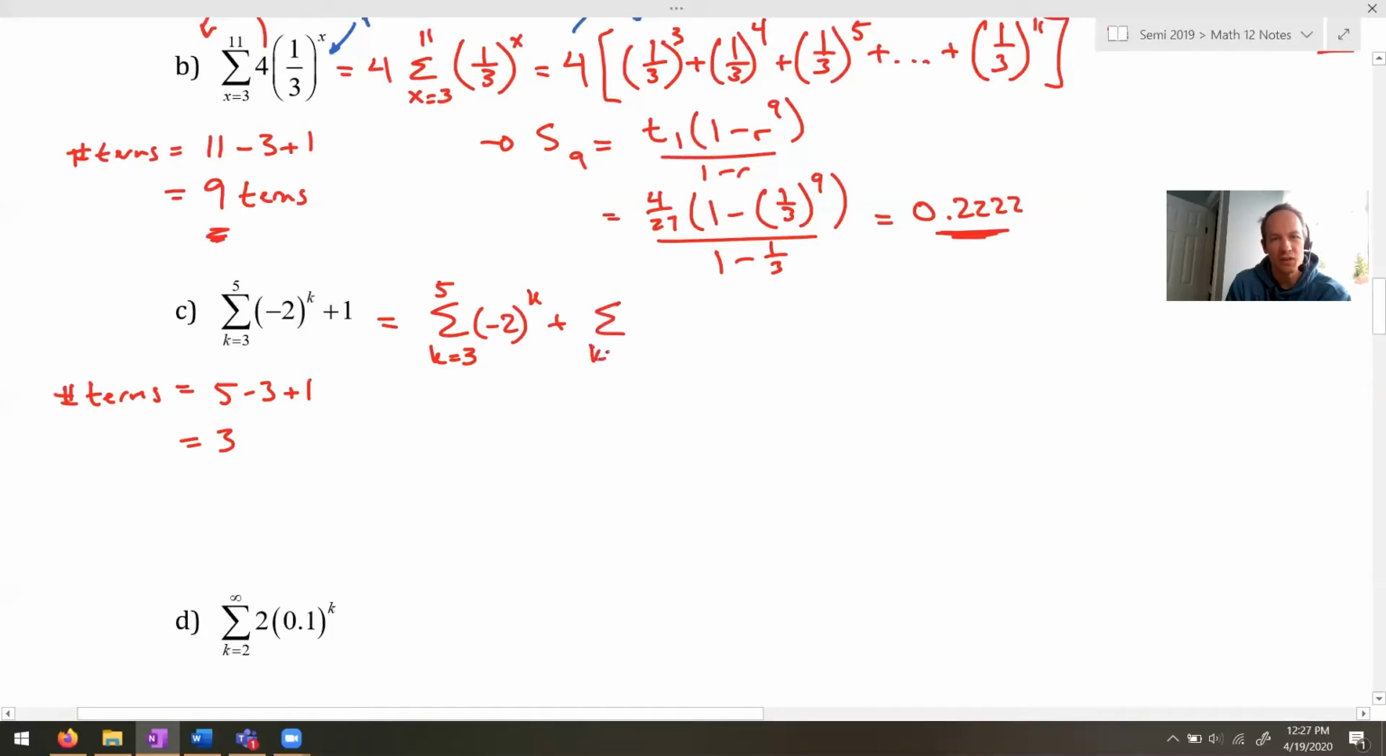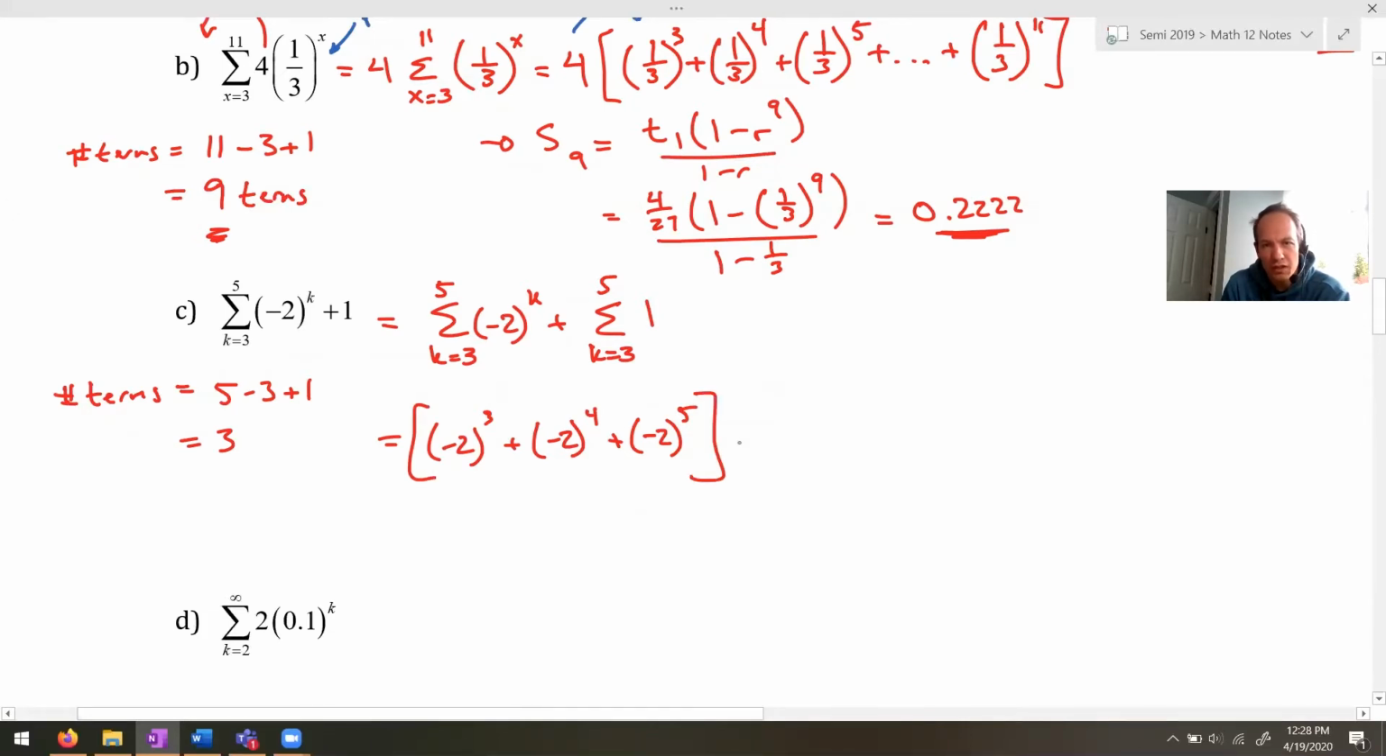Now this one's kind of funny. K is equal to 3 to 5. There is no K over here, but we can simply work that out using a little bit of common sense. So this one would be -2 to the power of 3 plus -2 to the power of 4 plus -2 to the power of 5. That's what this first guy would be.